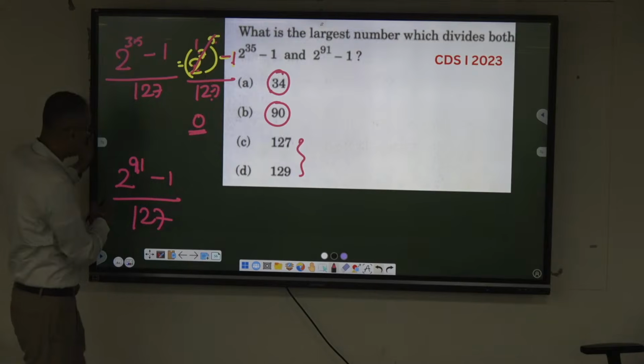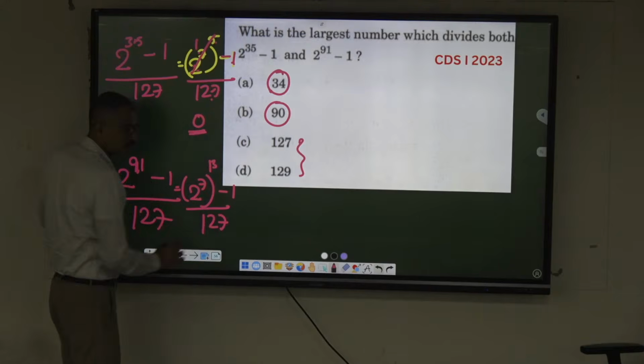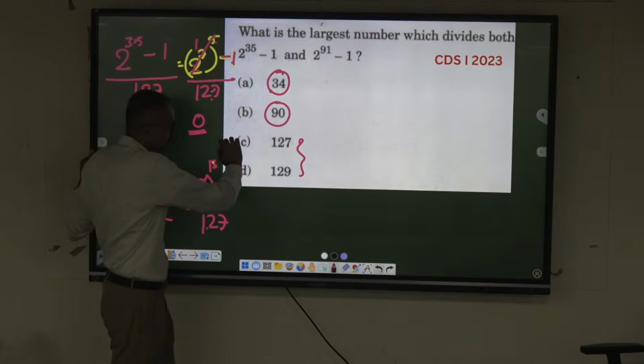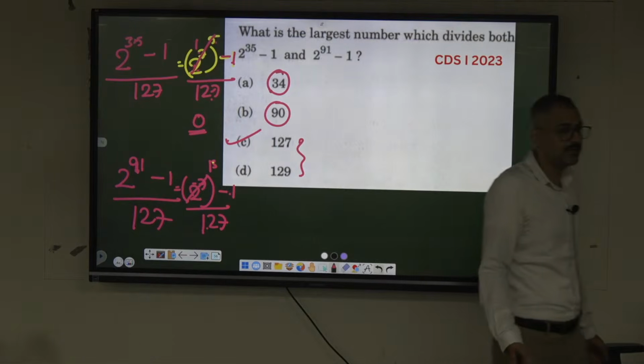Okay, but he says one more here. Can I write this as 2 power 7 whole power 13 minus 1 divided by 127? Okay, this is 128. 128 divided by 127 is 1. 1 power anything is 1. 1 minus 1 is 0. So, in the case of 129, you might get a negative remainder, minus 2.